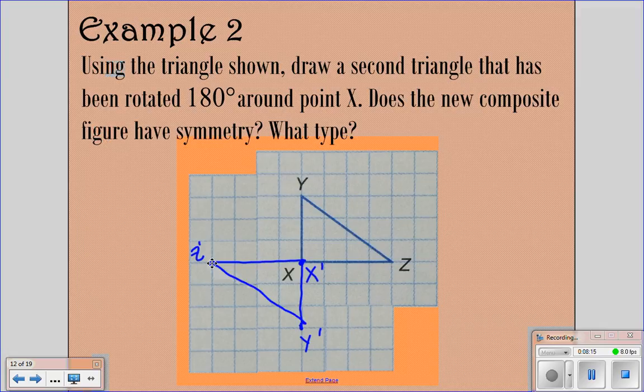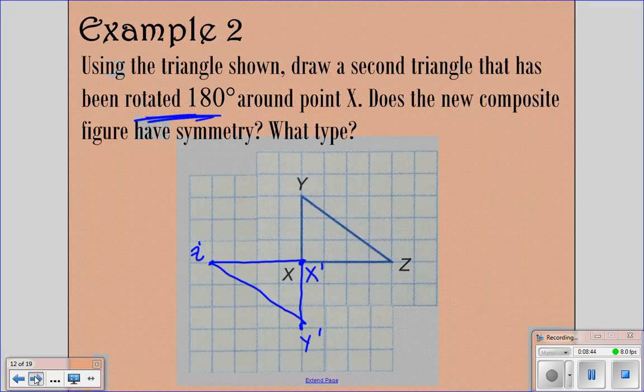And so it gives you that figure, and it asks, does the new figure, composite figure, so 2 triangles together, have symmetry? Well, it doesn't have line symmetry, it doesn't have reflectional symmetry, but it does have rotational symmetry. And it's a rotational symmetry of 180 degrees. And the reason it's rotational symmetry, we rotated it 180 degrees. And so that's the type of symmetry that it has.